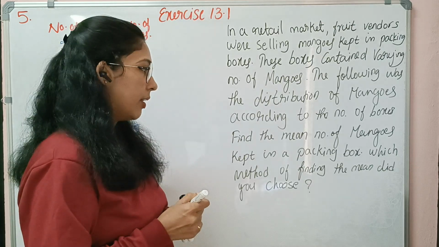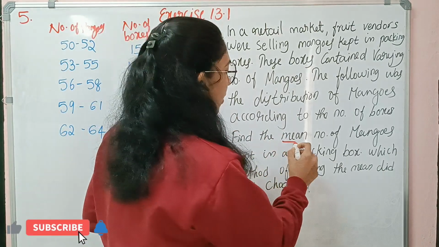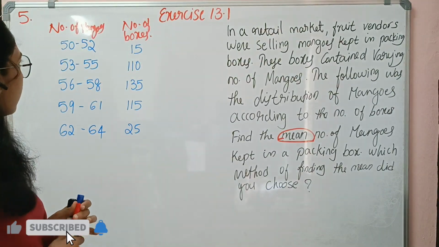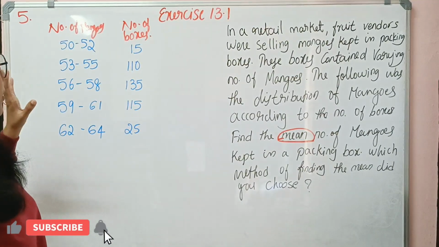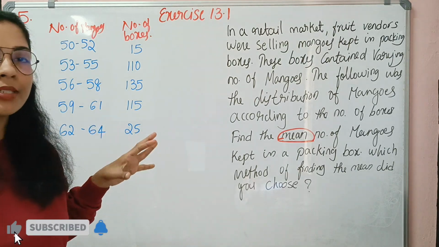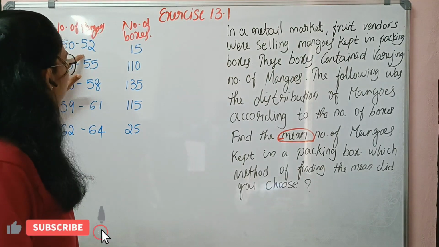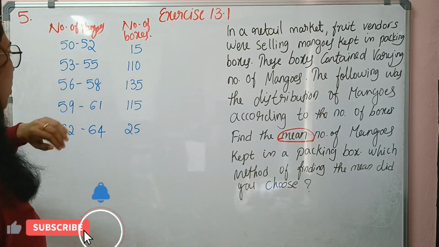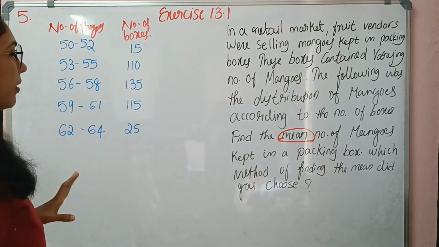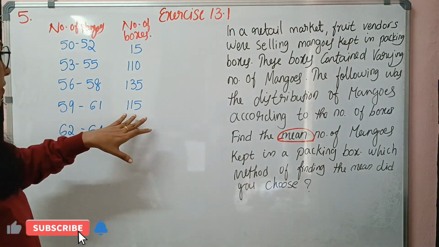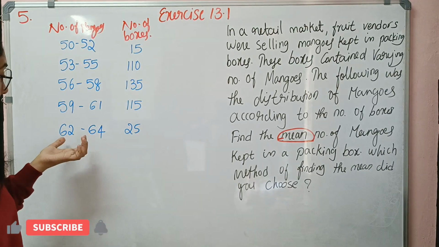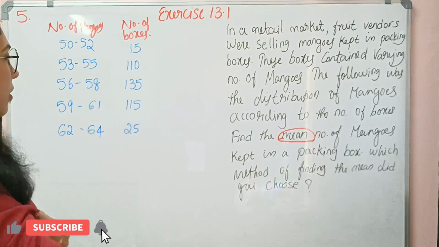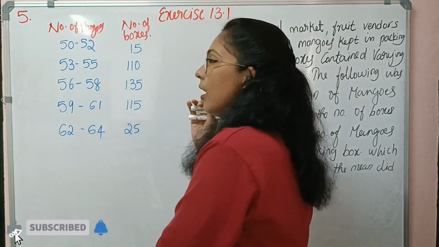Which method of finding the mean will you choose? Okay, so we have to find out the mean of the data. We are given some data, that is number of mangoes kept in boxes. 50 to 52, that is 15 boxes. 53 to 55, 110 boxes. 56 to 58, 135. 59 to 61, 115. 62 to 64, 25. So this is the given data. By using all this data, we have to find out the mean.